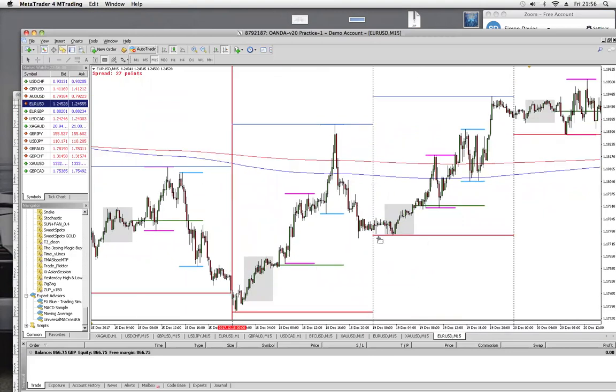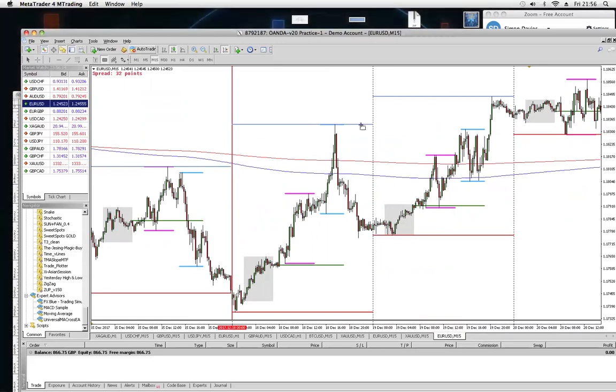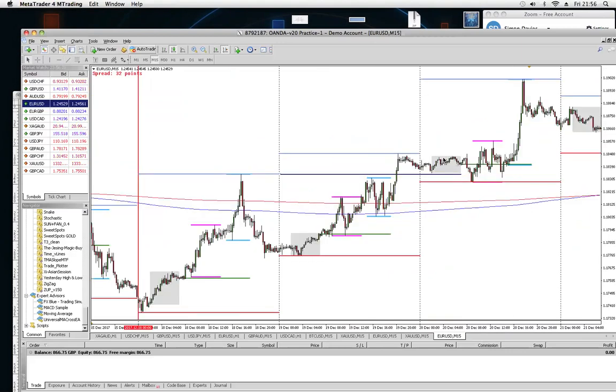Where's Monday? We've gone up in London, we continue in New York, breaks the high of the week. Where are the lines that tell you what session it's in? Here and here: London, New York. Also between, like this, the top of London and the bottom of New York respects very well. Boom.